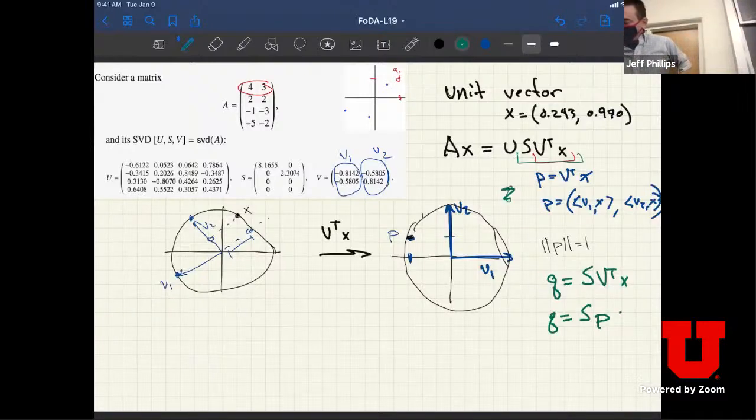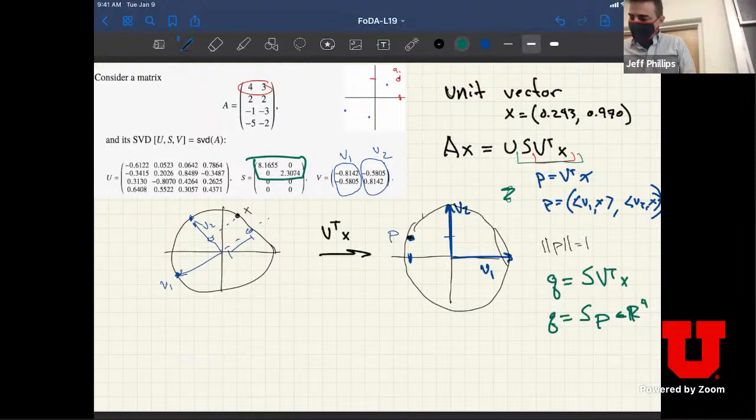Q is technically going to be in R4, because I'm multiplying a two-dimensional vector on the right side by S, and the output is going to be a four-dimensional vector. I'm going to draw the first two coordinates, and then I'll explain the next two coordinates. The first two coordinates, I can just first think about the top part of this matrix here.